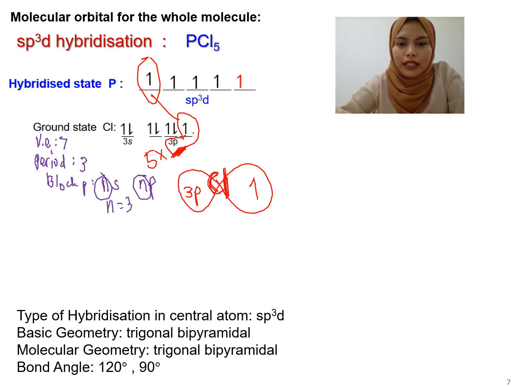Macam mana you nak lukis ni? You lukislah dahulu the sp3d hybrid orbital untuk phosphorus, dan juga after that you buat sigma overlap end to end dengan Cl punya valence atomic orbital 3p. Okay.